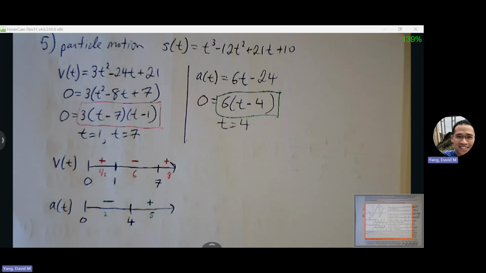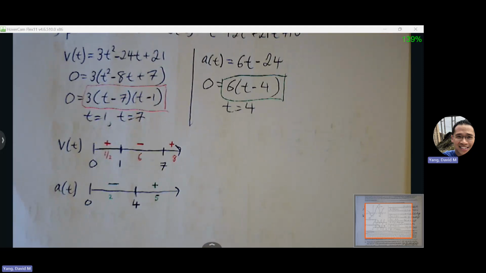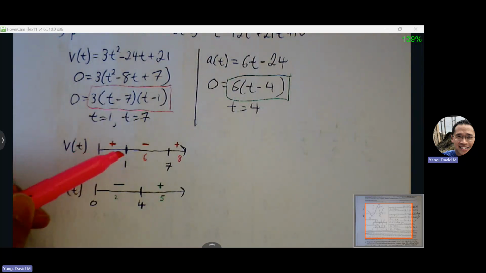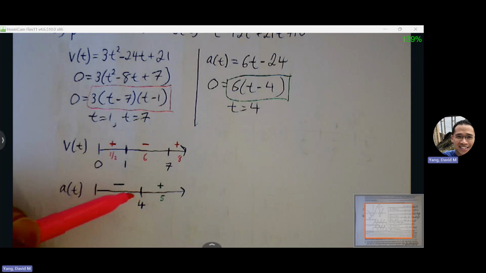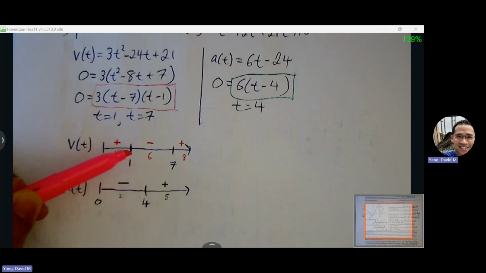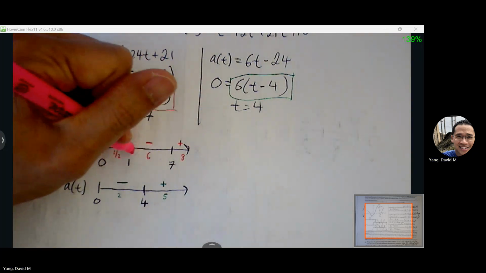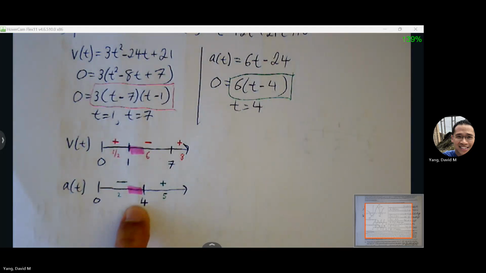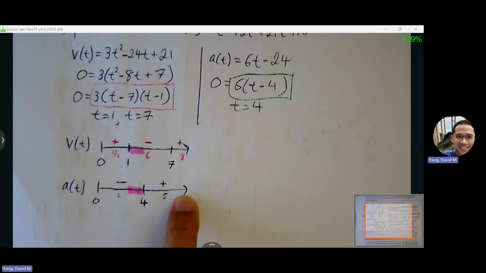So I'm trying to line up my velocity and acceleration in a way where it's easy for me to see the times where they're going to share the same signs. So let's see, from 0 to 1, positive, from 0 to 4 is all negative. So these are not the same signs, but it does become same signs in this region, right? From 1 to 4. And then same signs again from 7 to infinity.